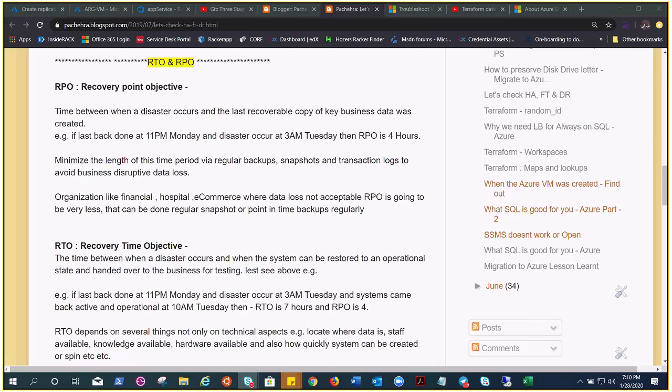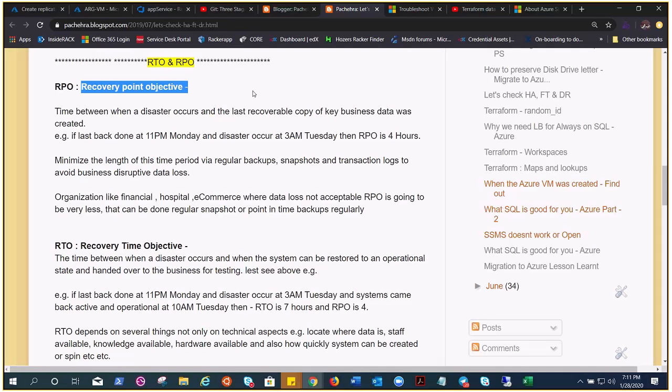So let's understand RPO and RTO first. Both are recovery points with respect to time. RPO is the recovery point objective. It means the amount of data that your company can lose, or is okay to lose, or can tolerate to lose when disaster comes.